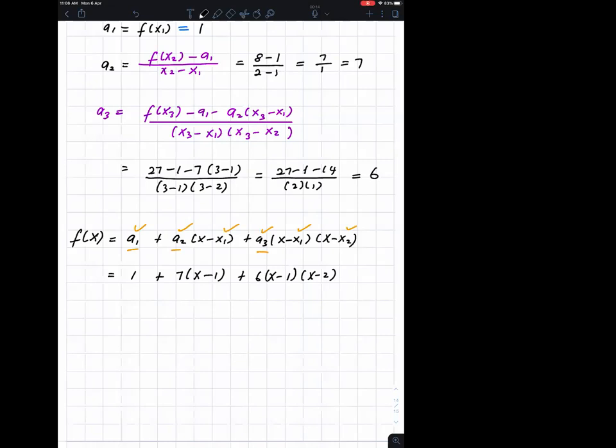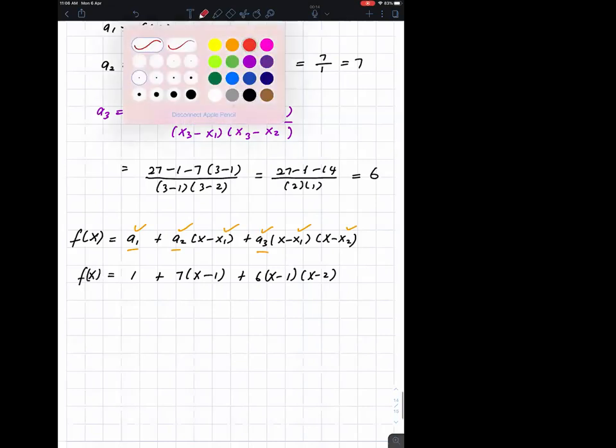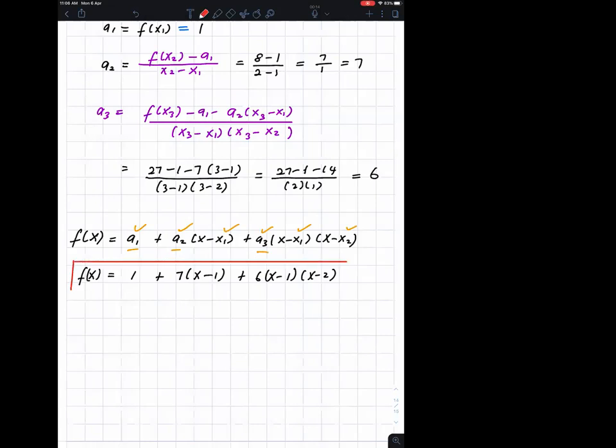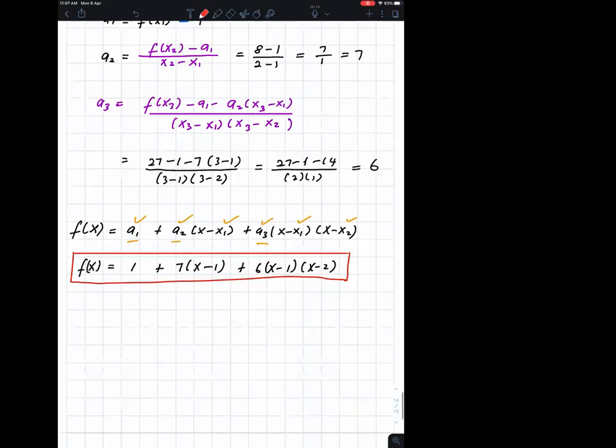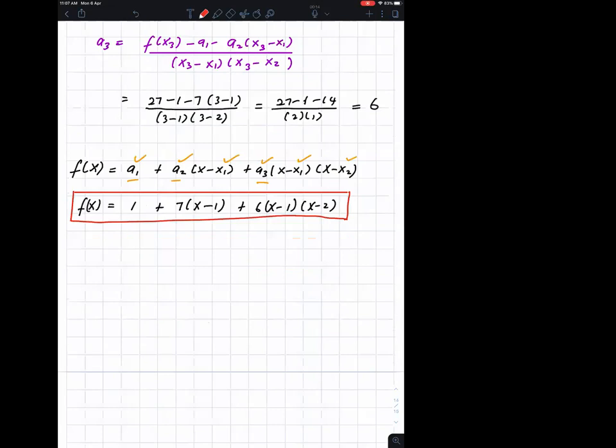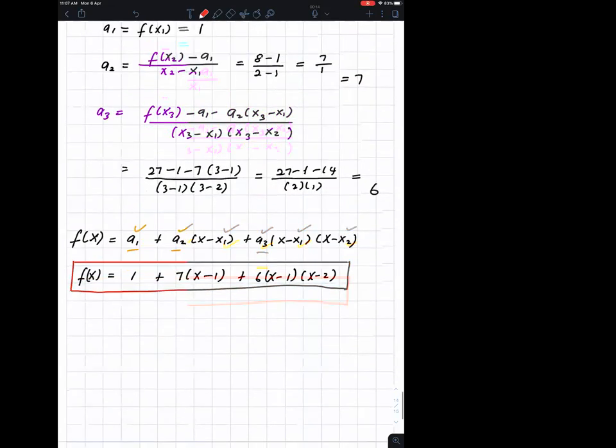Okay, that's it. That's what you want. That's the answer. Any question? No, sir. Okay, now you already found the polynomial using the Gregory-Newton formula.